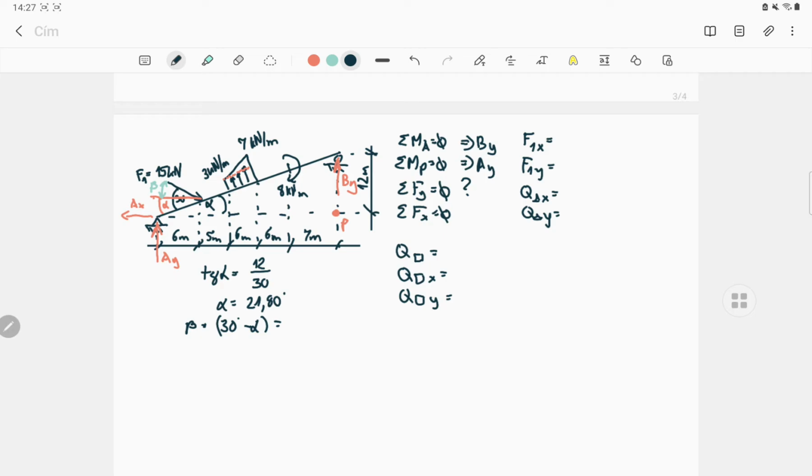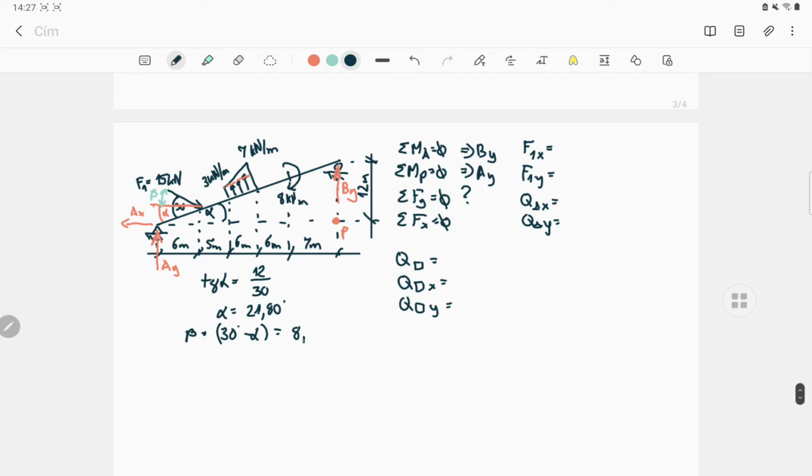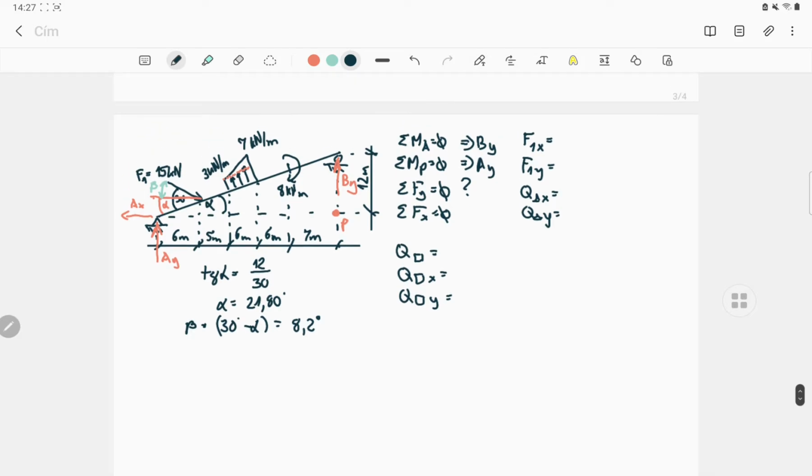That is 8.2 degree. So with this, we can divide the F1. The F1x will be the 15 kilonewton force multiplied with the cosinus of 8.2. And the F1y will be the F1 times the sinus 8.2.